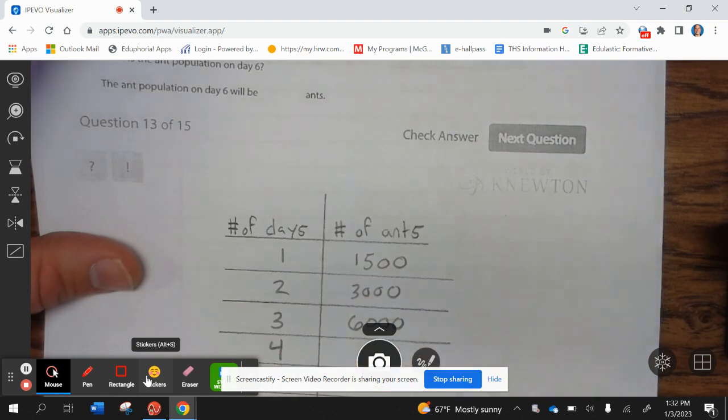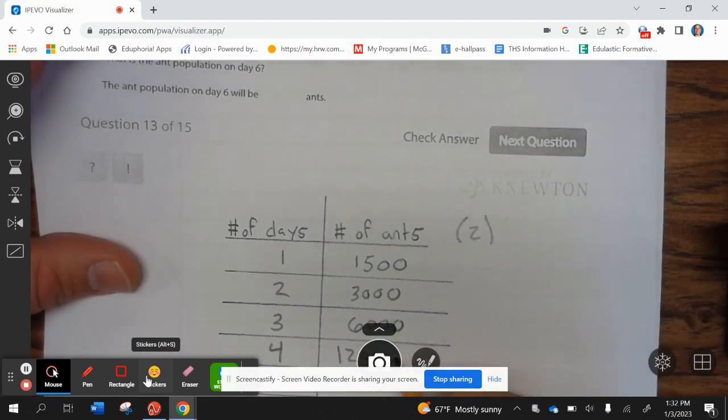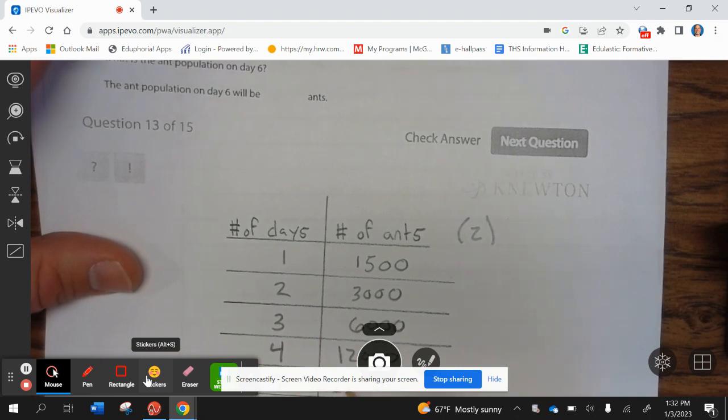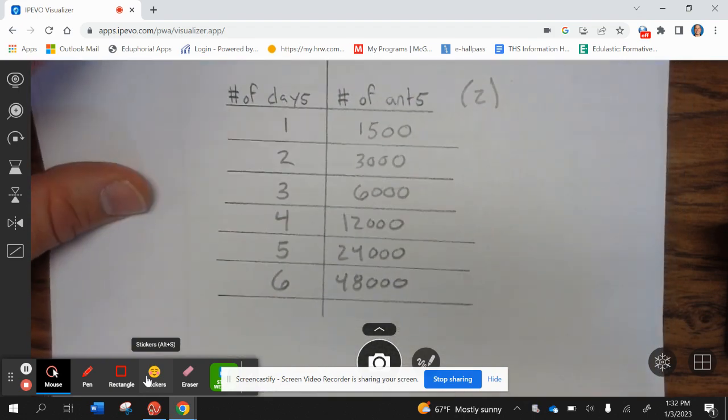So day 4, pretty simple. We're multiplying by 2, so that's 12,000 ants. Day 5, there were 24,000 ants. And day 6, there were 48,000 ants.